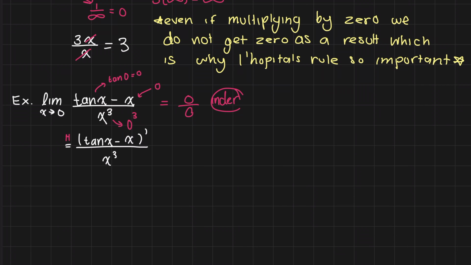So here what I did is I took tan x minus x, put it in a bracket, and added a prime on the outside. That is my notation of saying that I am taking the derivative of tan x minus x. I did the same thing with the x cubed.